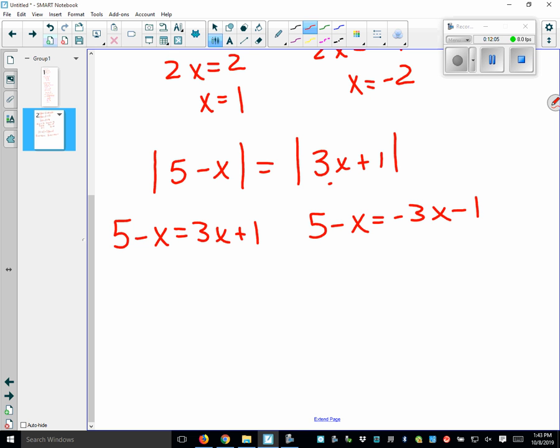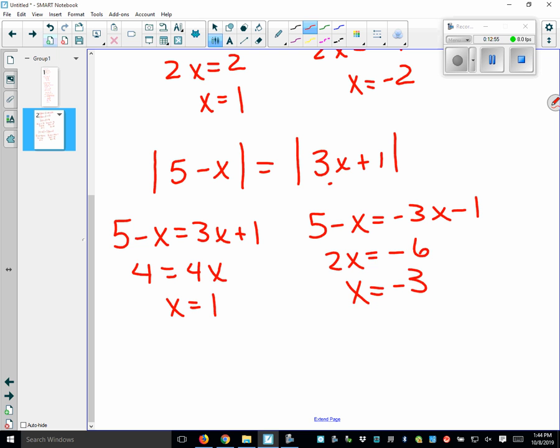So here, what do I do? Can I do two steps at once? Is that right? So can I add x and subtract 1? Is that all right with you all? So 4 equals 4x. What is x? 1. Over here, can I add 3x and subtract 5? So 2x equals negative 6. X equals negative 3.